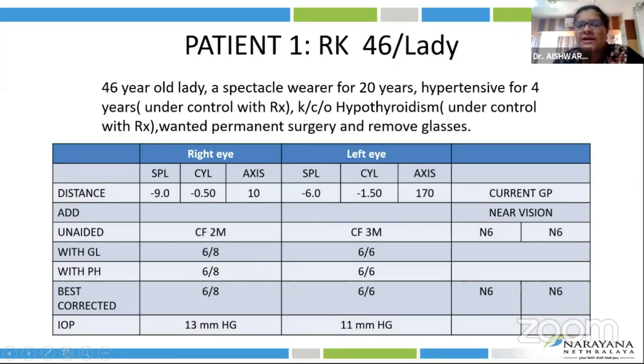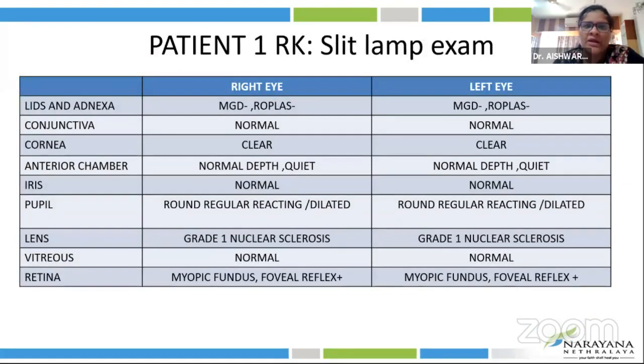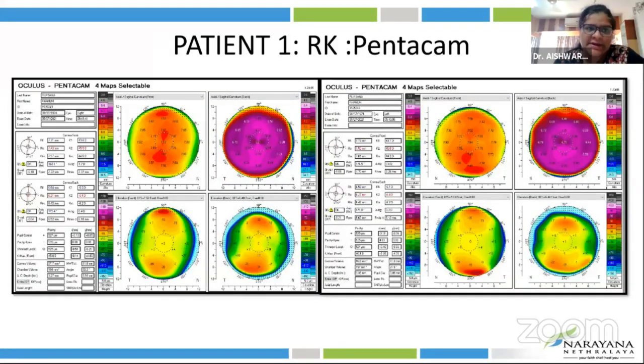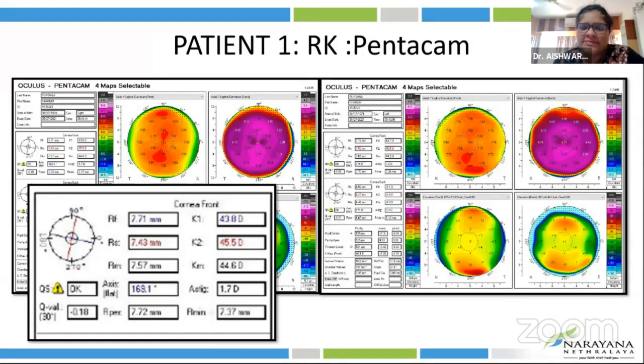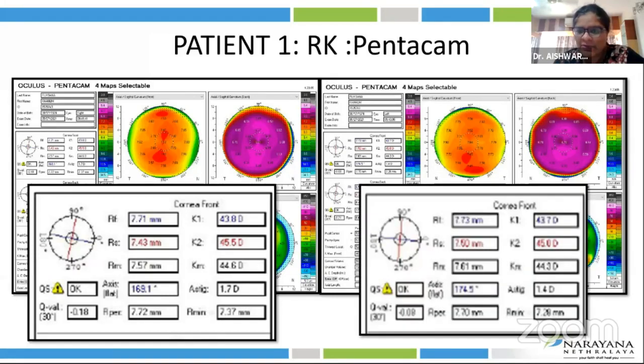The patient was very particular that she wanted permanent surgery and wanted to remove glasses, and that's what she had come to us for. Once we did all the slit lamp examination, we realized that other than grade 1 nuclear sclerosis in both the eyes and a myopic fundus, there was hardly anything remarkable. At the same time, we subjected her to all the scans. The Pentacam in both the eyes looks fairly similar to each other. If you see the astigmatism, it is around 1.7 in the right eye and about 1.5 in the left eye.